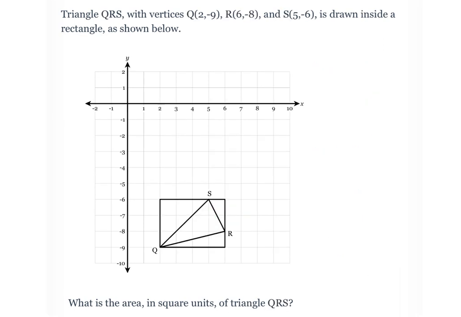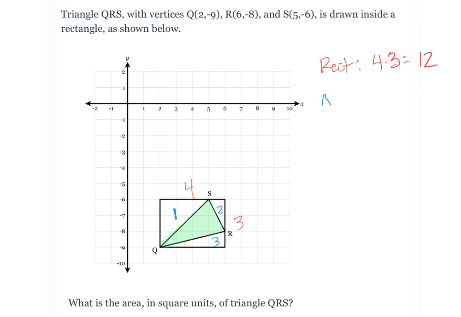Here's our second example. We want to find the area of this shaded region within the triangle QRS inside that rectangle. To do that, we need to know the area of the rectangle, which I'm going to label in red. It has a base of 4 and a height of 3. So that's 4 times 3, which is 12 units squared. We're going to subtract off our 3 triangles. I'm going to label them in blue. So here's triangle 1, 2, and 3.